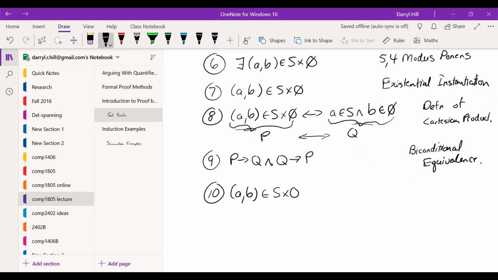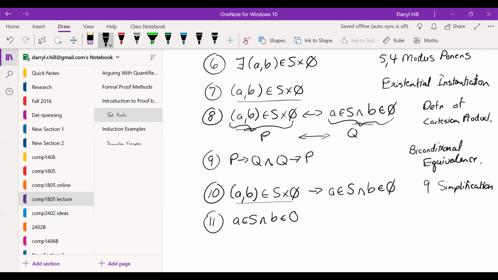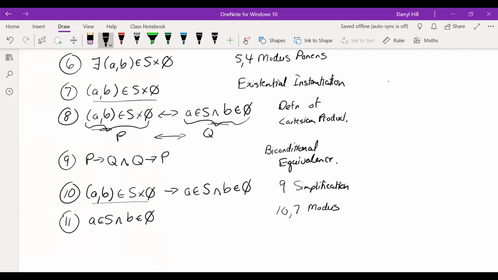If AB is a member of this set, then A must be a member of S and B must be a member of the empty set. And that is 9 and simplification. So 11. We know this is a fact, so we can use modus ponens to get this, which is 10, 7, modus ponens.